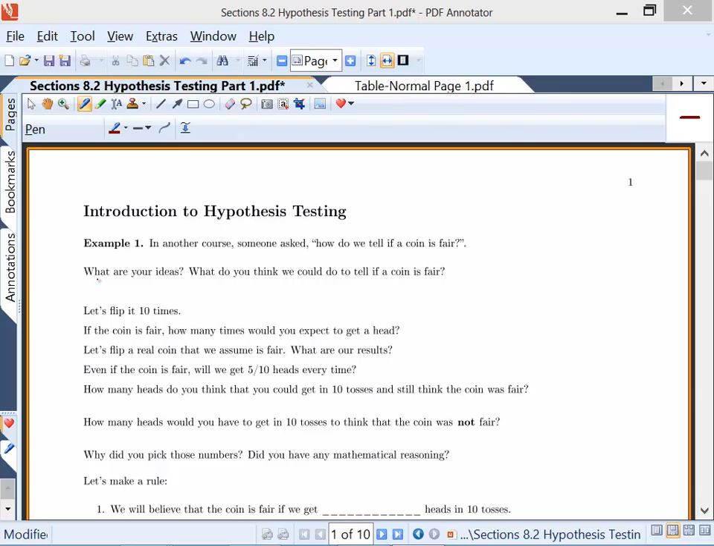In another course, someone asked me, how do we tell if a coin is fair? So what are your ideas? How could you tell if a coin was fair? Not necessarily the right way, just how could you tell? If it follows the probabilities, you basically have to run the test. Be more specific. If it's 50% heads, 50% tails, reliably over a certain sample size. So you want to flip it a lot of times and see if it's 50% heads, 50% tails. Okay, any other thoughts? That one seems fairly reasonable to me.